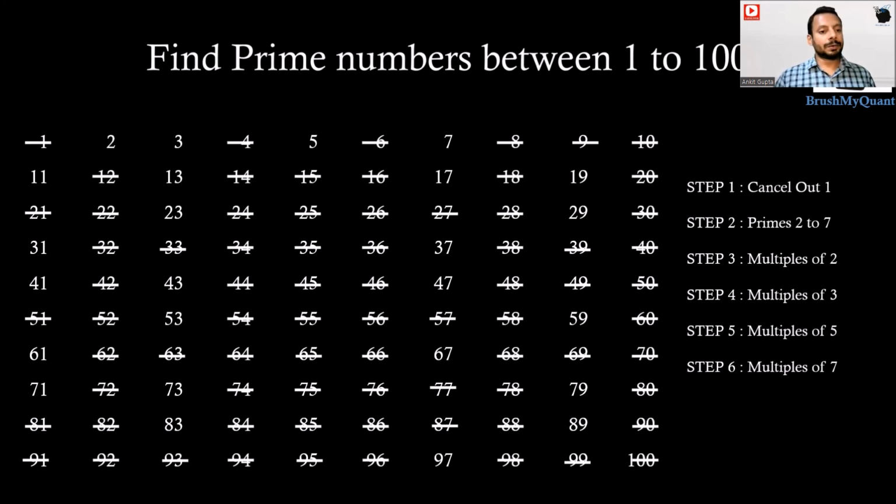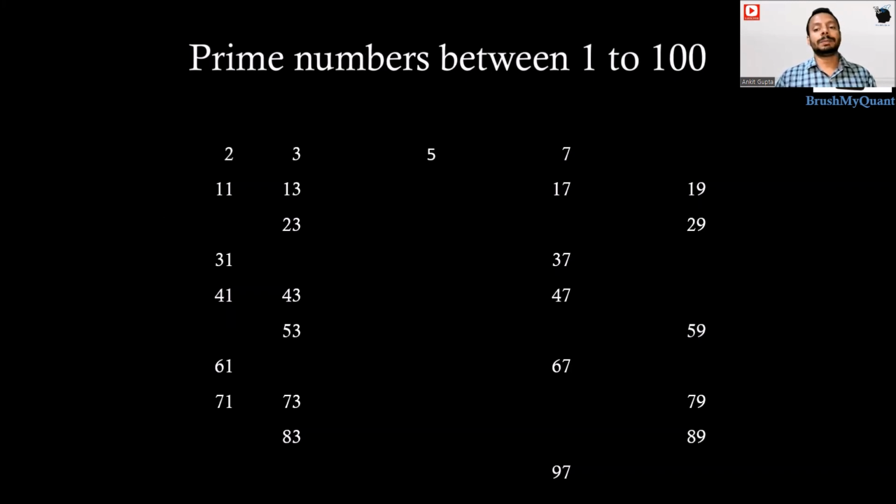So we have cancelled out 1. We have cancelled out all the multiples of 2, 3, 5, and 7 except 2, 3, 5, and 7. Now, all the numbers which are remaining are nothing but the prime numbers from 1 to 100. I hope you were able to understand the method and were able to follow along.